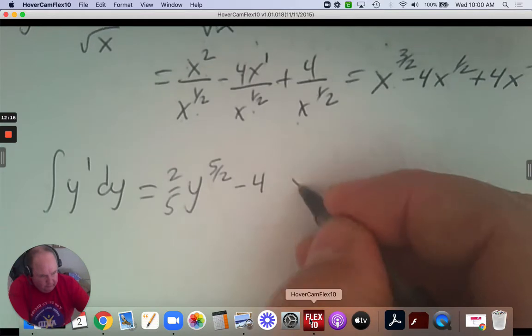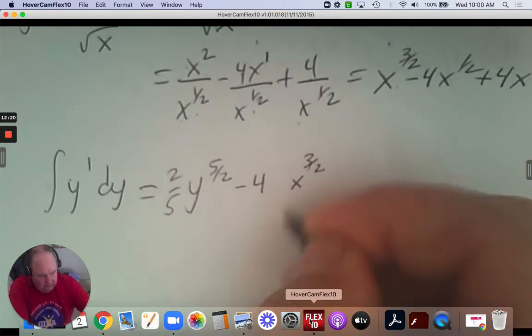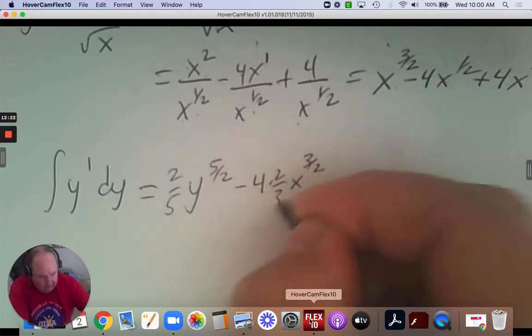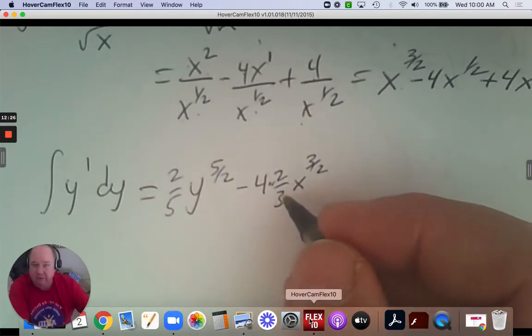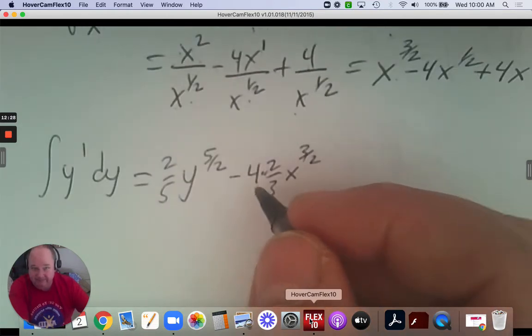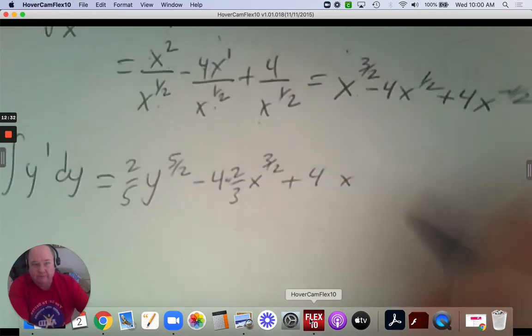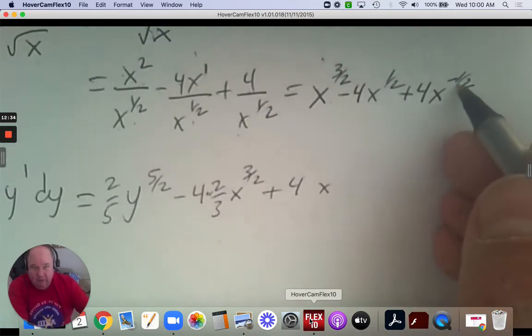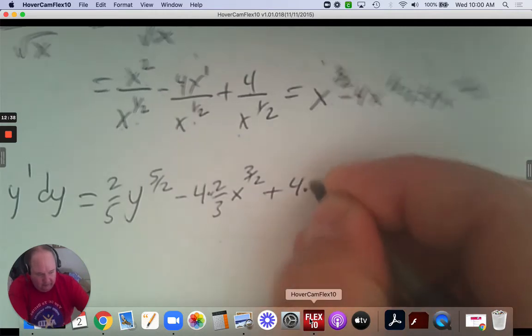Add 1 to the exponent. So 1 plus 2 is 3 over 2. Divide or times the reciprocal. Notice how I left a little space there. And I don't even bother to simplify unless I have to. The next one, again, I'm going to leave a little space. Add 1. So negative 1/2 plus 1 is positive 1/2. Divide or times the reciprocal.